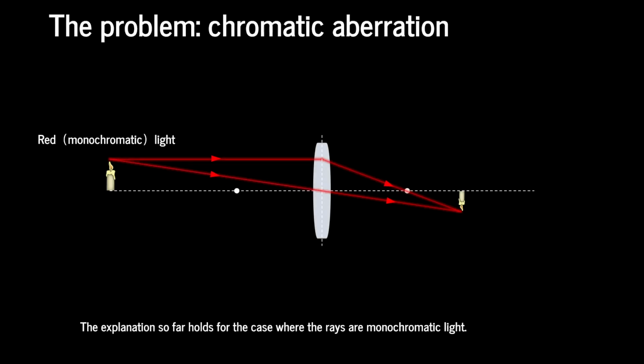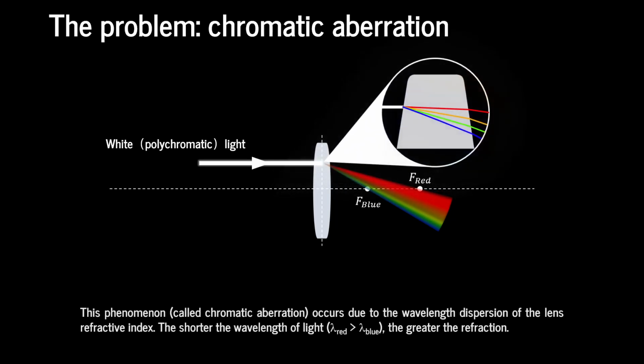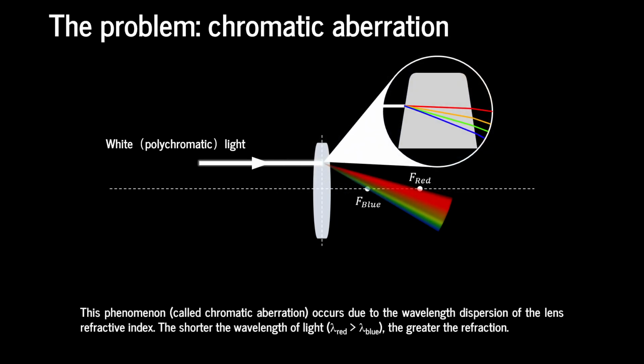The explanation so far holds for the case where the rays are monochromatic light. White light, such as fluorescent light and sunlight, has multiple color components, also multiple wavelengths, denoted as lambda. When white light passes through the lens, the rays with different colors are refracted at different angles, as shown in the above figure. This phenomenon, called chromatic aberration, occurs due to the wavelength dispersion of the lens refractive index. The shorter the wavelength of light, the greater the refraction.